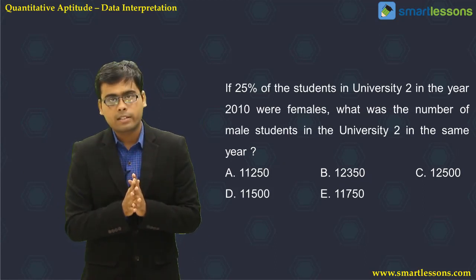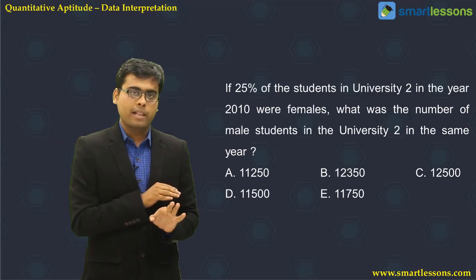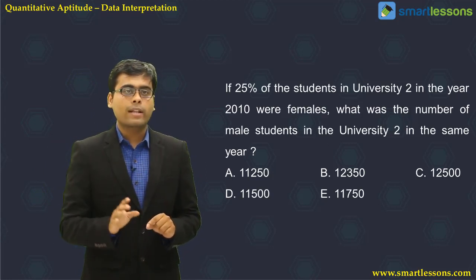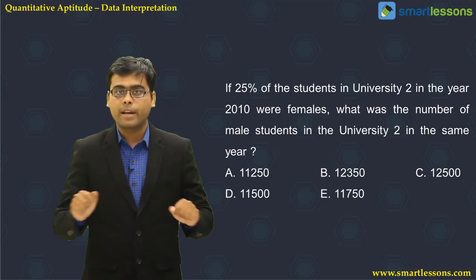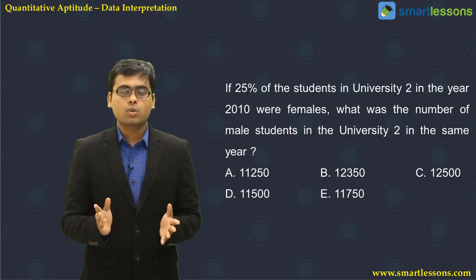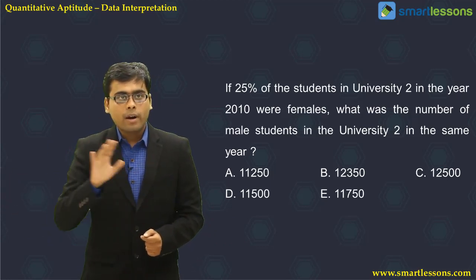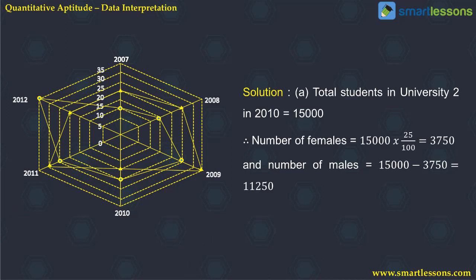If 25% of the students in University 2 in the year 2010 were females, what was the number of male students in University 2 in the same year? Now 25% students were female, so that means 75% students were male. So you can do it like this: in 2010 the number of students in University 2 was 15,000. Why? Because that triangular mark for 2010 is lying on the hexagon represented by 15. So the number of students in University 2 in 2010 was 15,000.